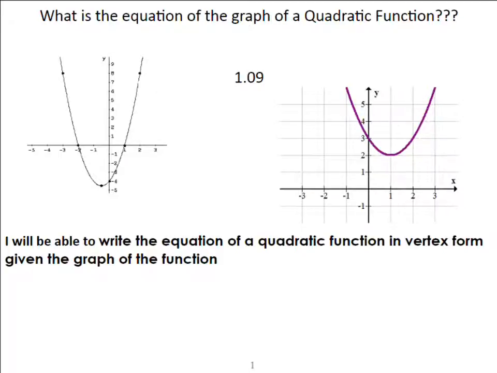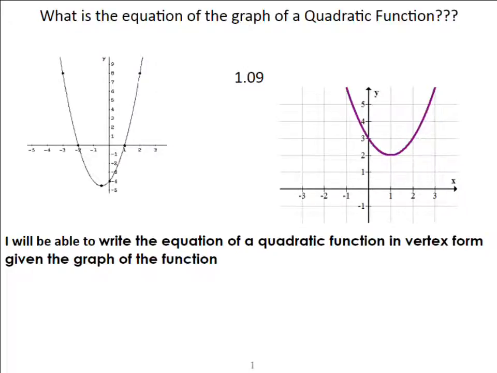All right, what is the equation of the graph of a quadratic function? Well, we already know what that is, right? We have two forms that we've been using. We've been using a general form and the vertex form. And today we're going to focus on the vertex form.